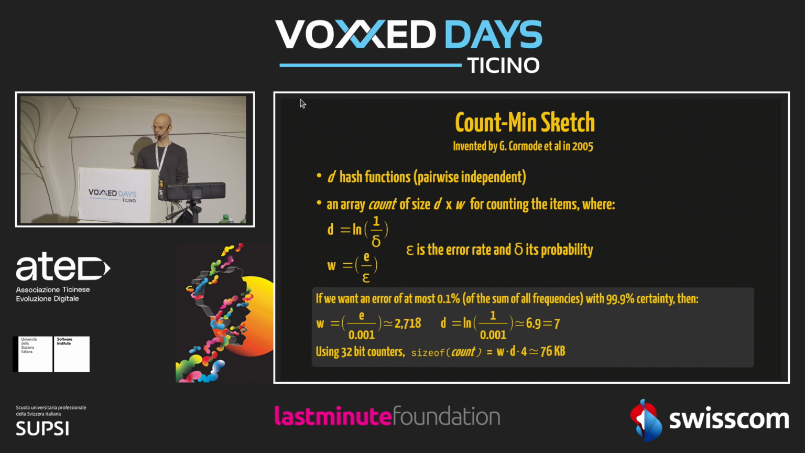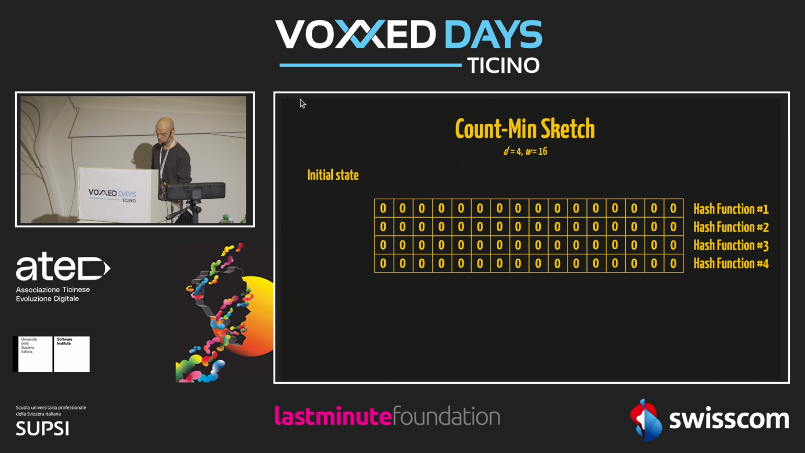So let's see how it works in practice. This is the initial state. We have a bidimensional array. As I said, we have D, which in this case is 4, and W, which is 16. So we have D hash functions, which are the rows of our array, and the number of possible elements for each function is given by W, so it's 16.